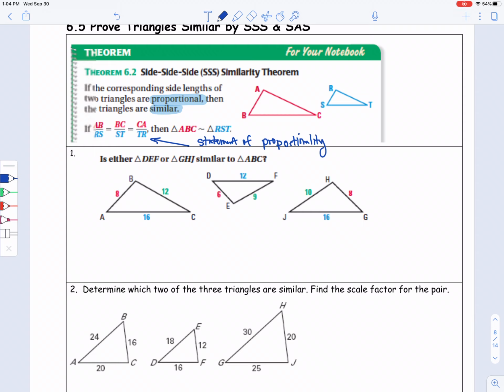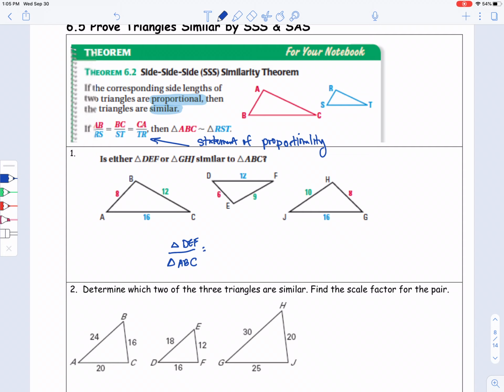This first example is asking if either DEF or GHJ is similar to ABC. So we're referring to this triangle here. This is the triangle that we're going to be comparing to. So I'm going to write a statement of proportionality for each of these triangles being compared to the original triangle. Alright, so I'll put the sides for DEF at the top over triangle ABC.